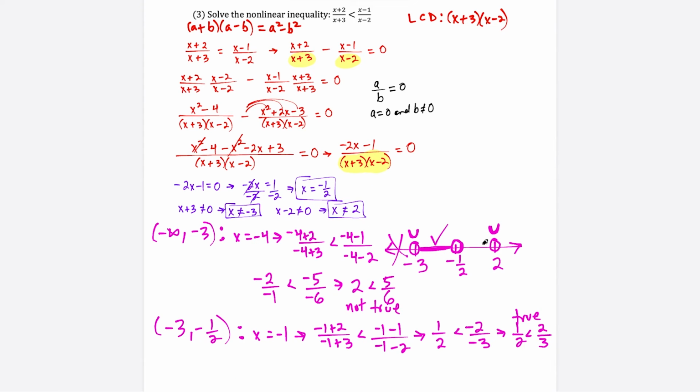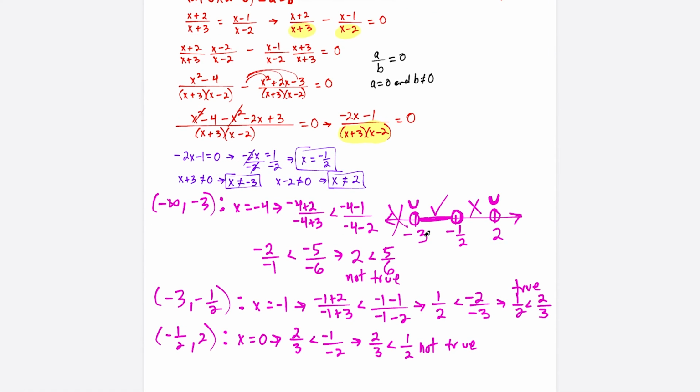So next we'll plug in something between negative half and 2, and let's say we plug in x equals 0. If we plug in x equals 0, we get 0 plus 2 is 2 over 0 plus 3 is 3, is less than 0 minus 1 is negative 1 over 0 minus 2 is negative 2. If we simplify this, this gives us 2/3 is less than negative 1 over negative 2, which goes positive, and we get 1/2. And 2/3 is not less than 1/2. This one here is not true. So since this one is not true, this tells us that this space from negative half to 2 is not part of our solution set.